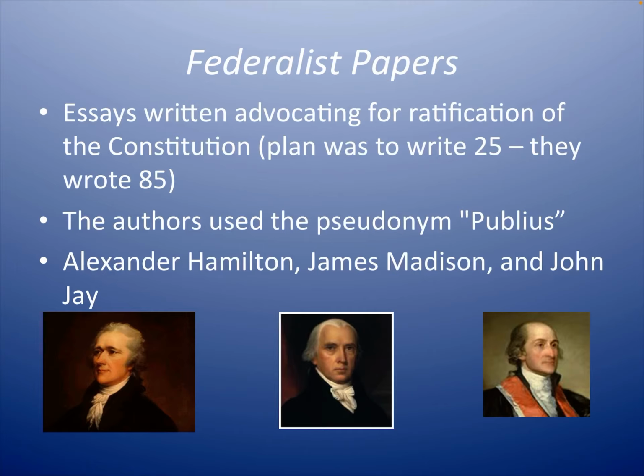So in order to convince people to ratify the Constitution, there are going to be essays that will be written called the Federalist Papers. Now, the original plan was to write 25 essays. In reality, the 3 men who write the Federalist Papers under a pseudonym, Publius, are going to be Alexander Hamilton, who's going to write a majority of them, James Madison, who will write a great deal of them, including some of the most influential, and then John Jay, who is only going to write a handful of them.